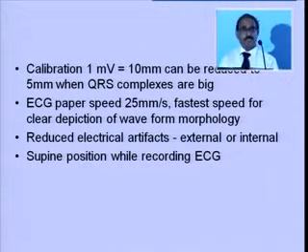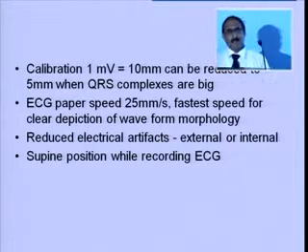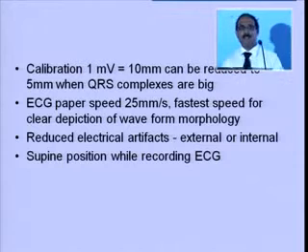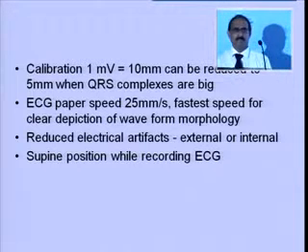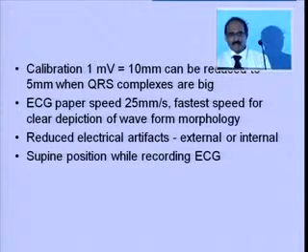We should also check the ECG paper speed; it should be at 25 millimeters per second. Sometimes we have to see the complexes very clearly, like P waves, if there is a bifid P wave or some other detail is needed, then we can go at a faster speed. We can go at 50 millimeters per second to see these waves very clearly.